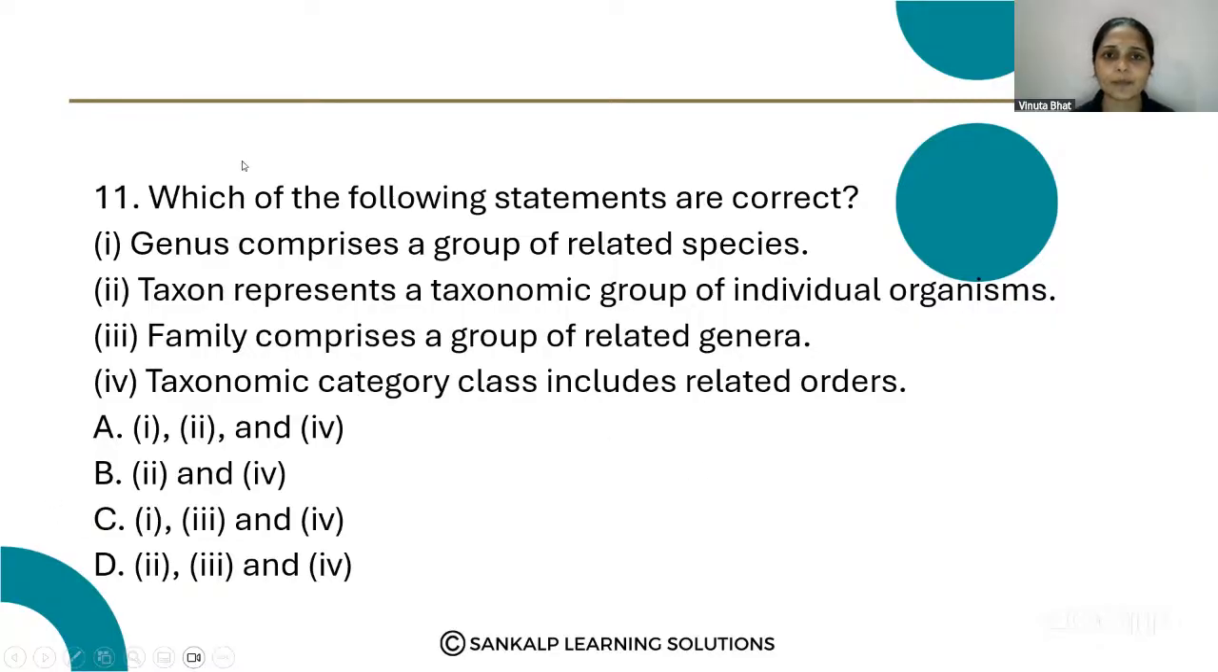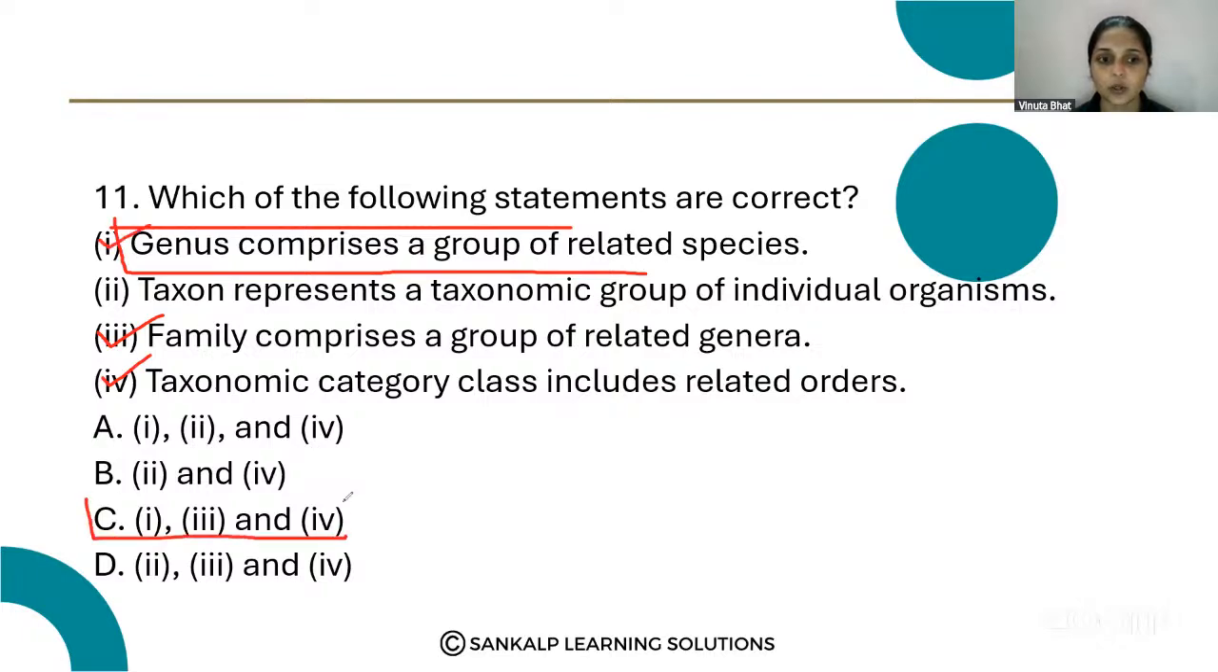Okay. So family is the group of genera that constitute the family. So this is the correct sentence. And taxonomic category class includes the related orders. This is also a correct sentence. And genus comprises of group of related species. Yes, this is the correct answer. So here 1, 3 and 4. So option C is the correct answer.